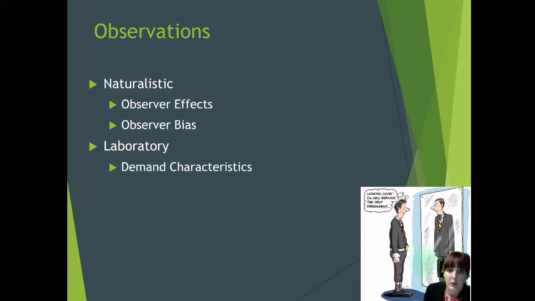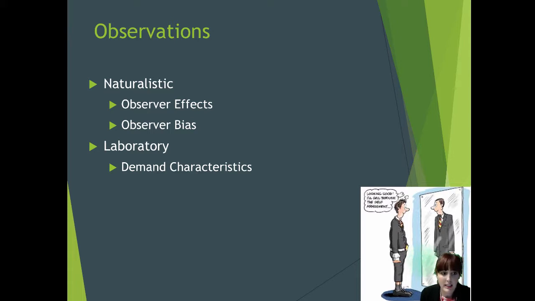So, in order to overcome some of the disadvantages of naturalistic observation, laboratory observation was developed. And in this case, you can control the entire environment, everything from the temperature to the distance that people are seated from each other. Absolutely everything you can control in this environment, or at least 99% of the things.